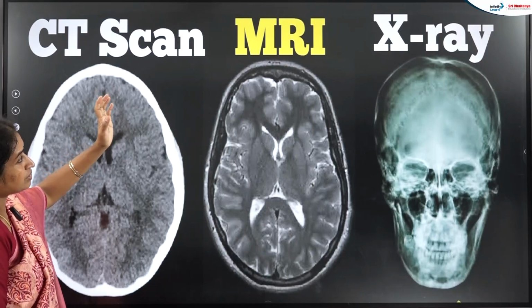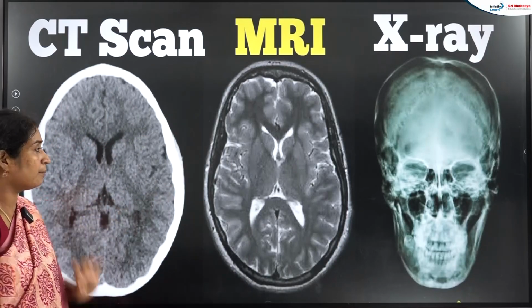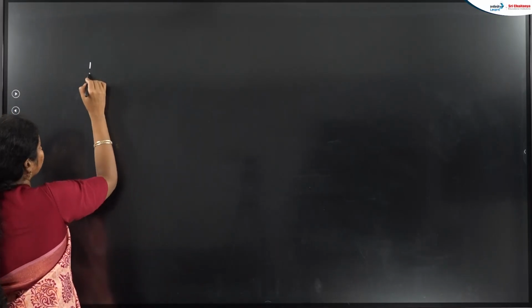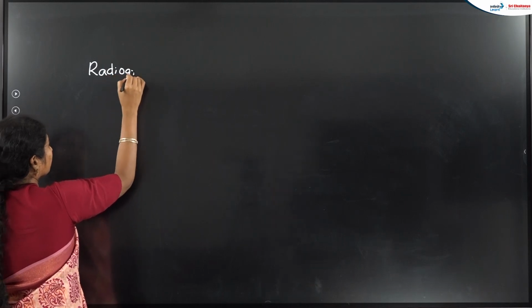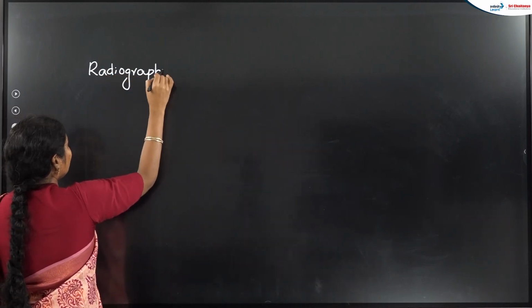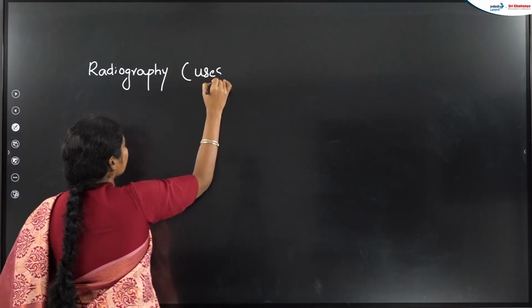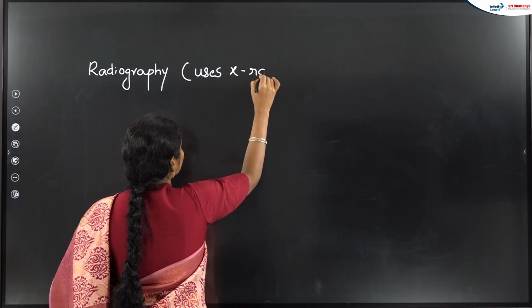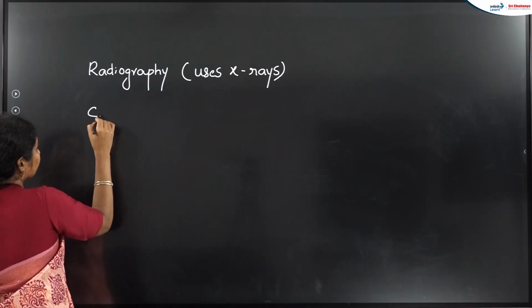Techniques are of three types here: radiography, CT scan, as well as MRI. First one, radiography. In the radiography technique, we are using X-rays. It uses X-rays. And the second one is CT.